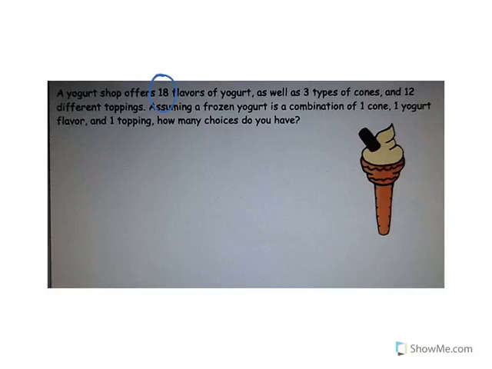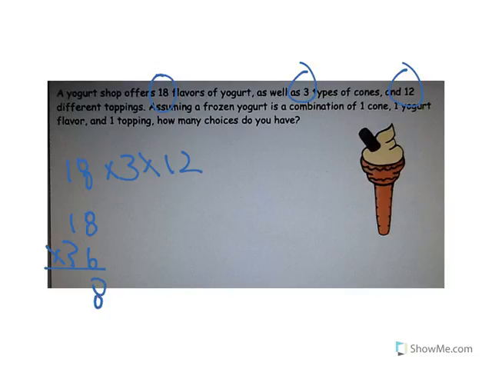So we get 18 flavors of yogurt. It doesn't matter the type of cone, and it doesn't matter the type of toppings. Personally, I think it should matter with the type of toppings, but in this case you're just being asked how many possible choices you can have. So let's see here. It's going to be 18 times 3 times 12. So this is going to be 18 times 36.